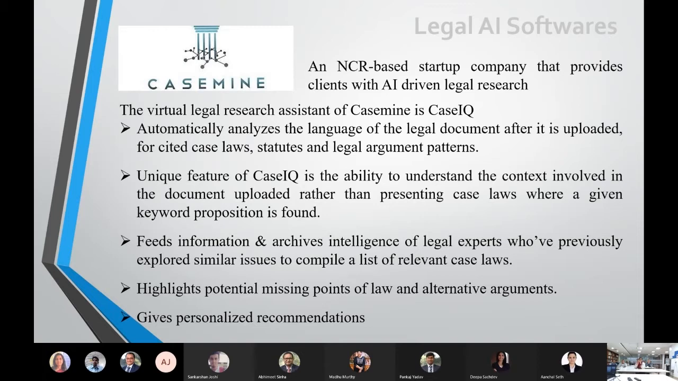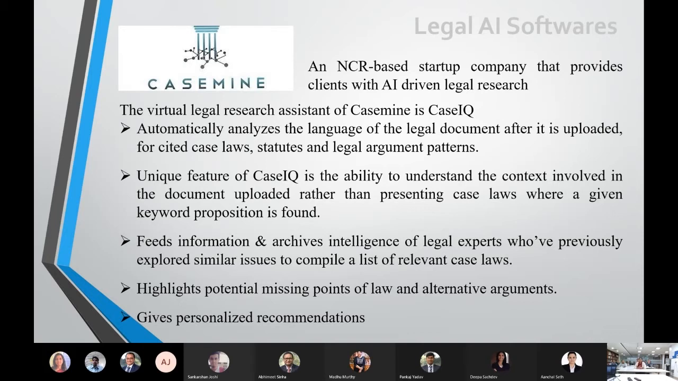Now, the unique feature about this Case IQ is that it has the ability to understand the context involved in the uploaded document, which everybody can't have, because in most cases, when we are doing research, we are putting in keywords or the proposition. In this case, it is not required. It automatically picks up the context involved, what the case is about, what the law held is, and based on that, it gives you your result. So whatever keyword or finding is there in the judgment.